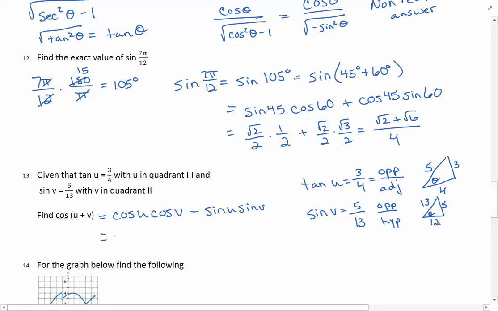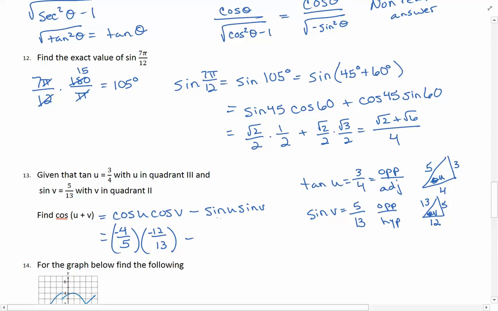So the cosine of u, sorry, I should have put u there. Let's make that a u, and let's make this one a v. Okay, so the cosine of u, cosine is adjacent over hypotenuse, so that's going to be 4/5 times the cosine of v, which is adjacent over hypotenuse, so that's 12/13, minus the sine of u. And I didn't have my quadrant thoughts here, did I? I'm in quadrant 3, so for u, the cosine will be negative there. And for v, I'm in quadrant 2, so it's also going to be negative. So both of those are negative.